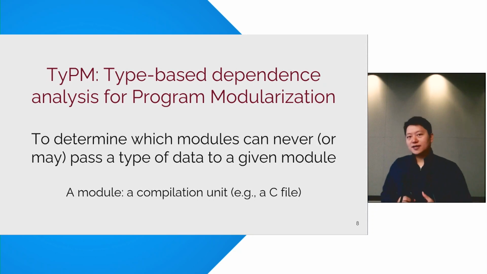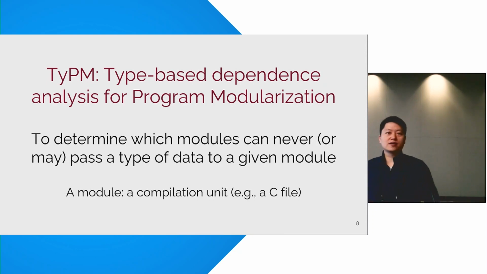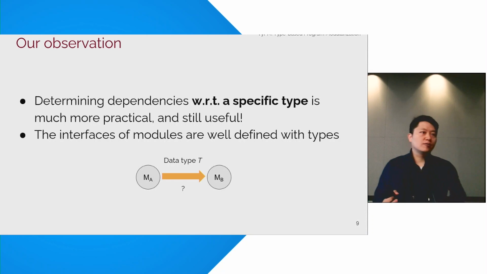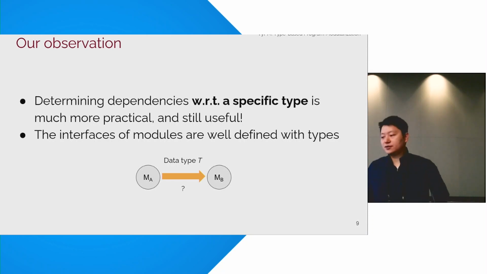So in this work, we propose a novel concept called type-based dependence analysis. Its goal is to determine which modules can never pass a type of data to a target module, or may pass a type of data to the target module. And here we define a module as a compilation unit, such as a C file or a C++ file. Okay?